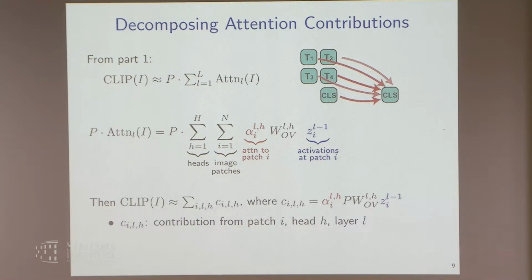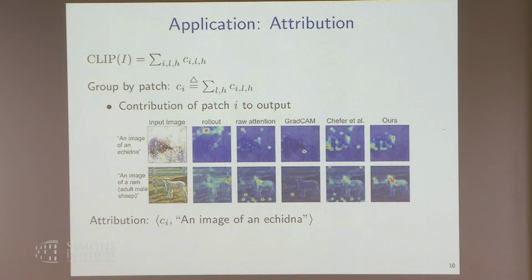A lot of interpretability is actually going back and forth between some mathematical decomposition that comes from the inherent dynamics of a model and various empirical observations that allow us to make some progress. So one thing you can do with this decomposition is attribution, right? I could group things by patch.